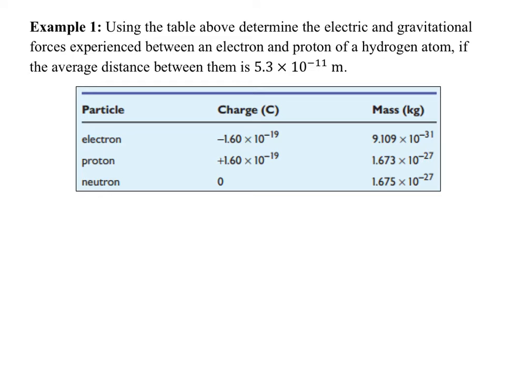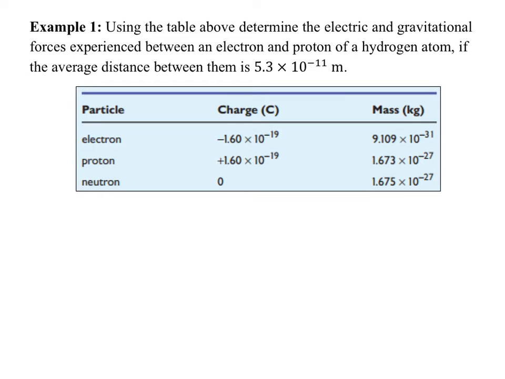Let's calculate the electric and gravitational force. So we're going to go back to Newton's laws and use that formula we just wrote down to calculate the gravitational pull. But let's also calculate the electric pull between a proton and an electron. And we are specifically talking about the hydrogen atom.